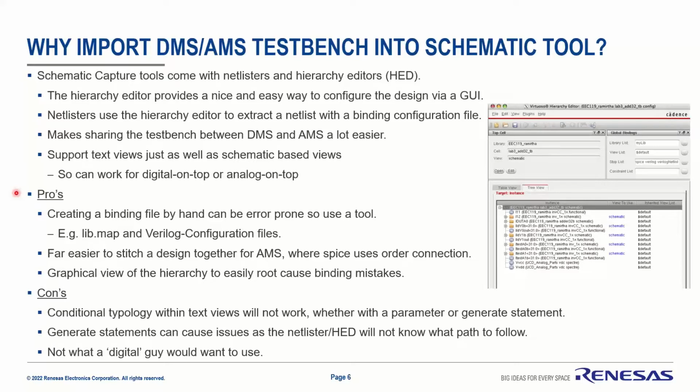The cons: anything you put into a schematic capture tool basically has to be fixed. It can't have conditional topology. So you can't have a parameter in it that you would set at runtime to say whether it's using this instance or this cell versus another one. So you can't change the topology. Generate statements can cause issues, as the netlister and the hierarchy editor would not know which path to follow. So there are a few limitations, but there's nothing in there that you can't work around.